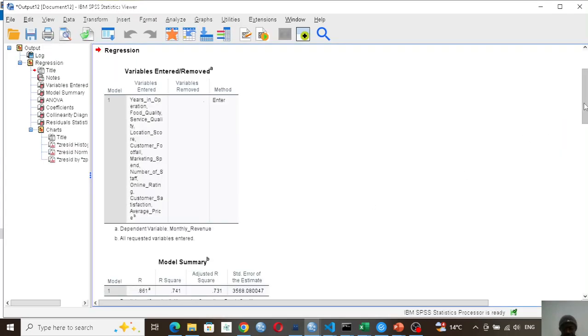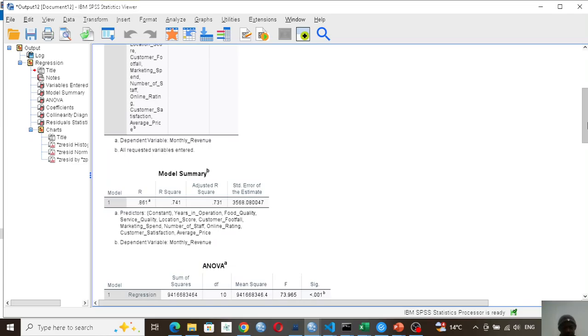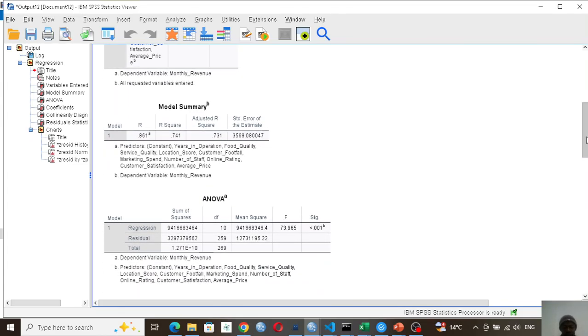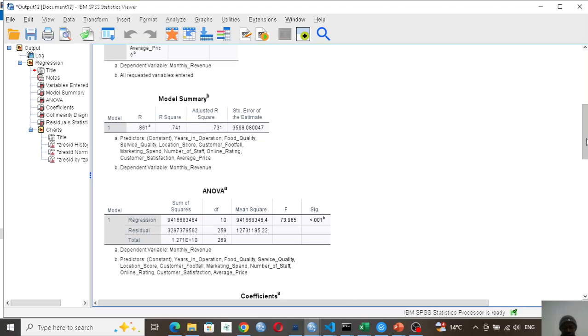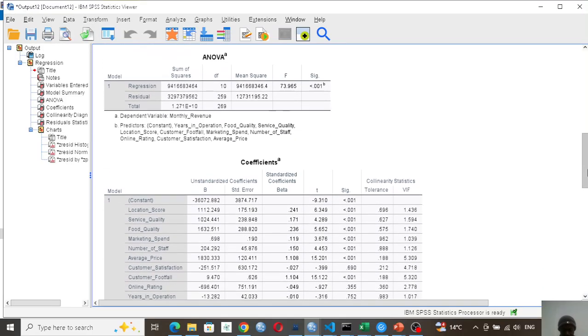So when you run the output, as I told you in the first video, regression analysis produces three main outputs: the model summary, the ANOVA, and the regression coefficients. When you generate the output, the first thing to check is the significance of the overall model. You come to the ANOVA table and check the significance column, which is our p-value. If it is less than 0.05, that means the overall model is significant. That is basically what the ANOVA is telling us.